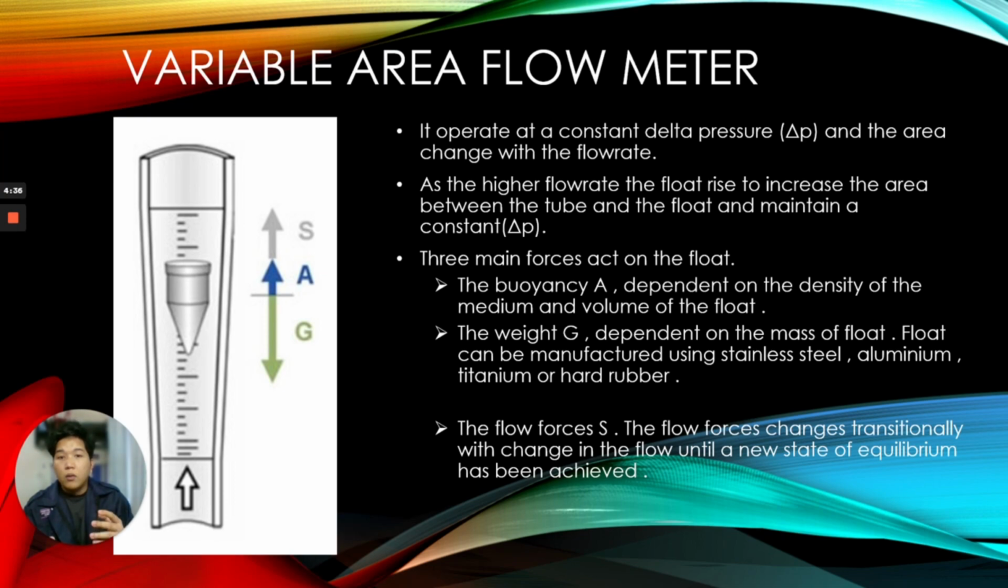First is the buoyancy, A, dependent on the density of the medium and volume of the float. Second is the weight, G, dependent on the mass of the float. The float can be manufactured using stainless steel, aluminium, titanium, or hard rubber. Third is the flow force, S. The flow force changes transitionally with change in the flow until a new state of equilibrium has been achieved.